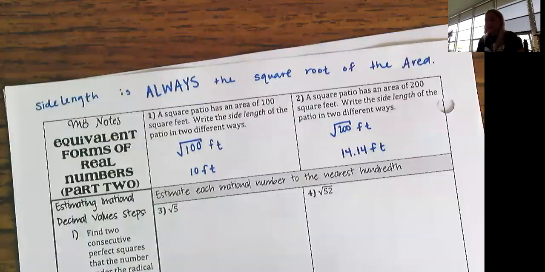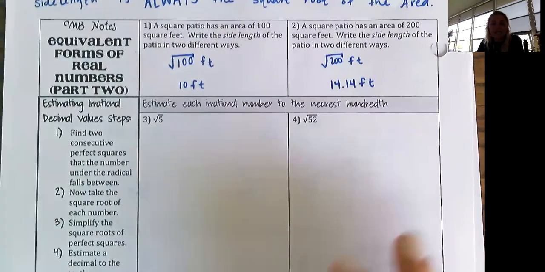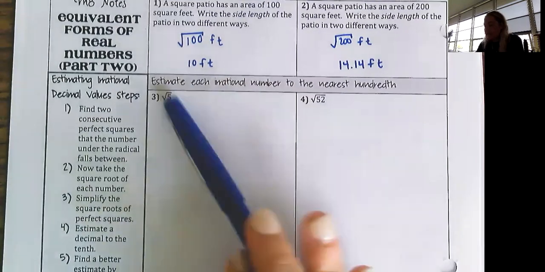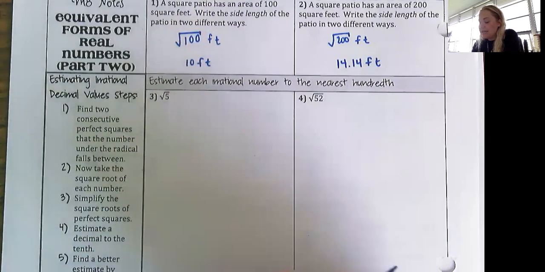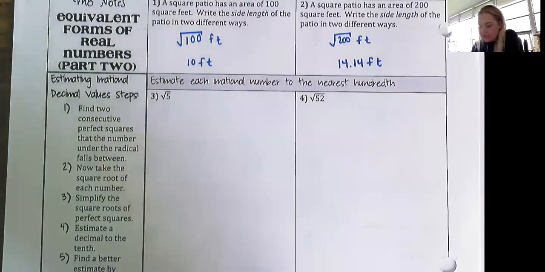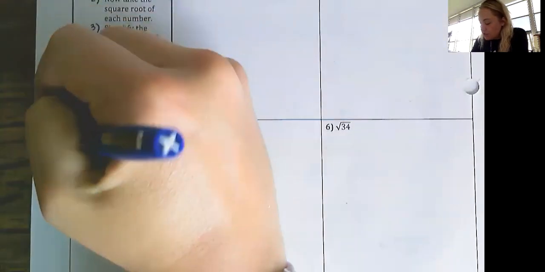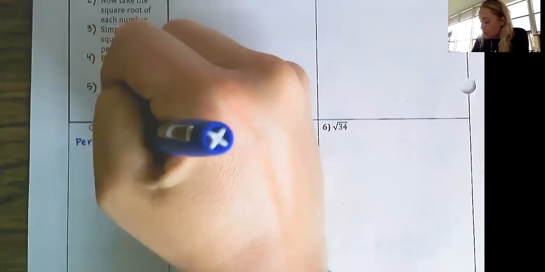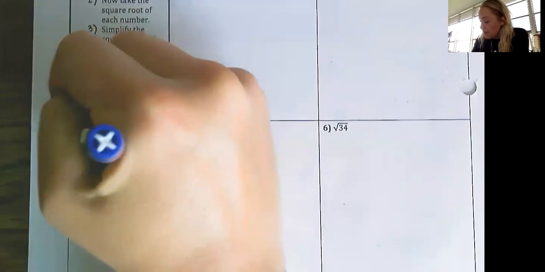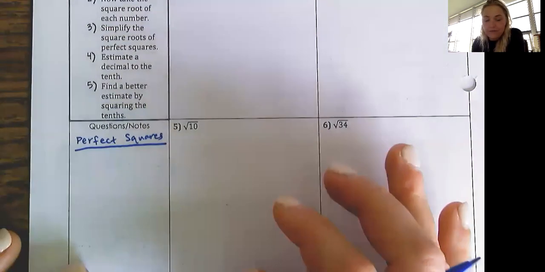Okay, so let's look at this next little section. We're going to estimate irrational numbers to the nearest hundredth. So here are the steps for how we do that. You're going to find 2 consecutive perfect squares that the number under the radical falls between. So perfect squares, let's make a list of them over here in the question/notes. I want you to write in over here, perfect squares. And we are going to make a little list here of all the perfect squares that we know so far.